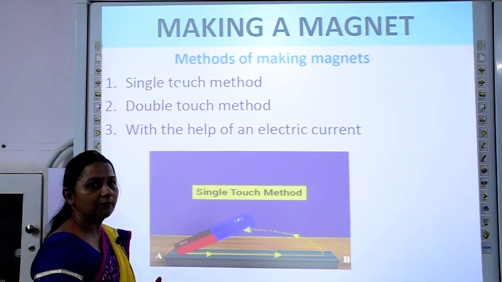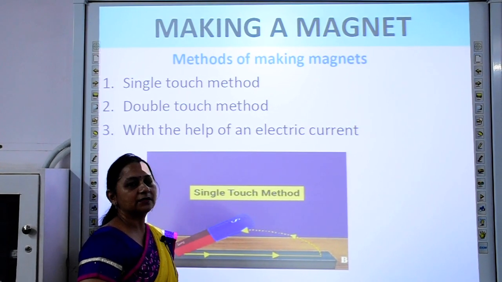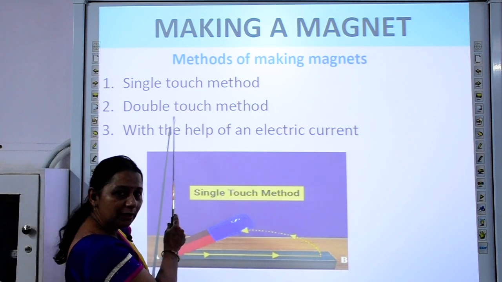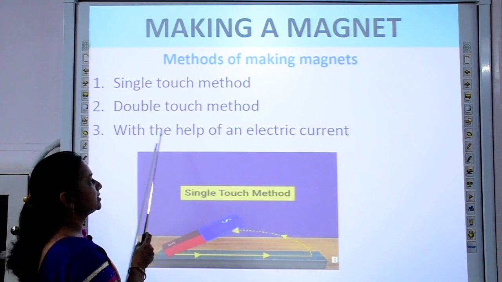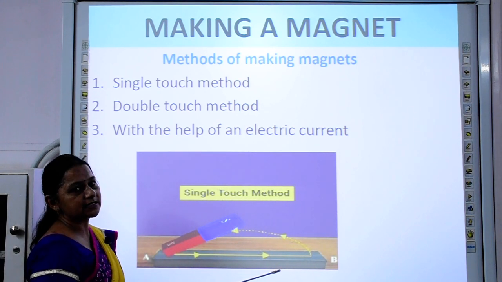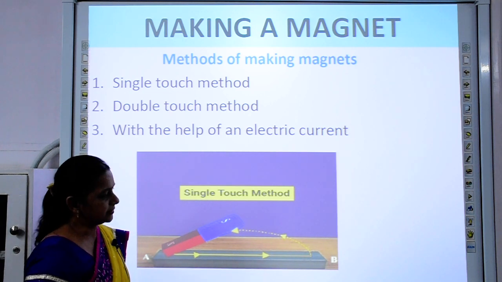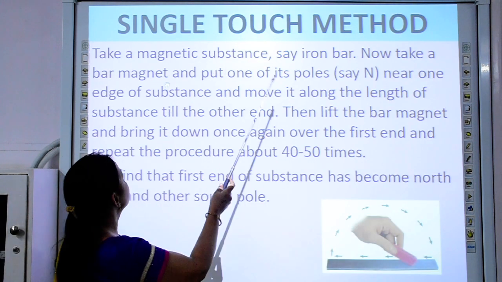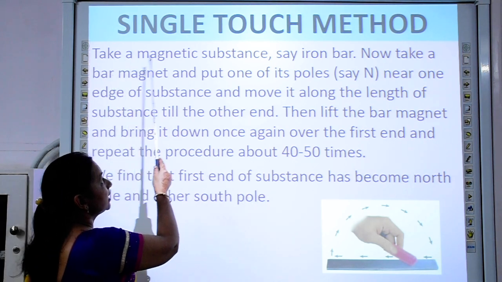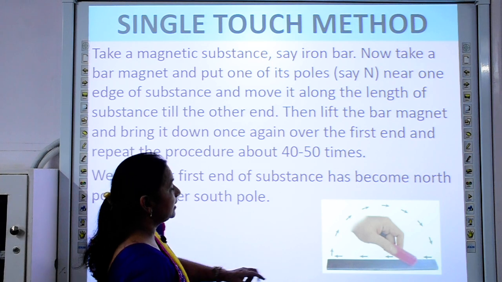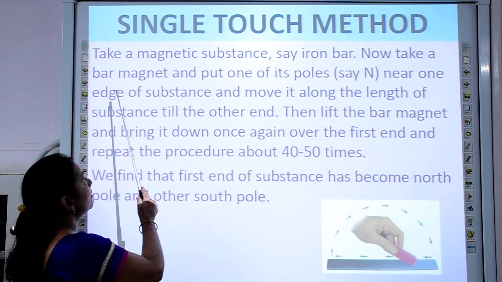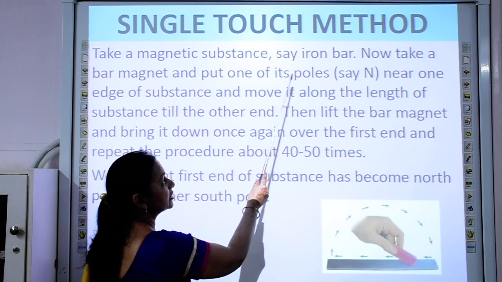Now, how can we make a magnet? There are various methods by which we can make a magnet, like the single touch method, the double touch method, or we can make a magnet with the help of an electric current. But here we are going to discuss the single touch method. According to this method, take a magnetic substance, say an iron bar. Here we have taken an iron bar. Now take a bar magnet and put one of its poles.